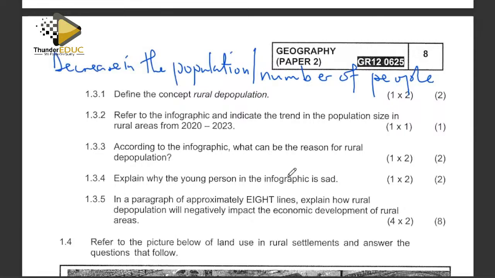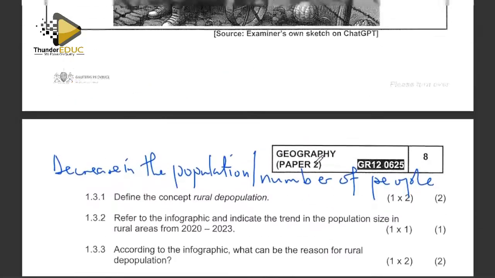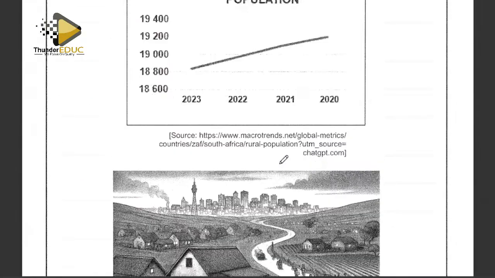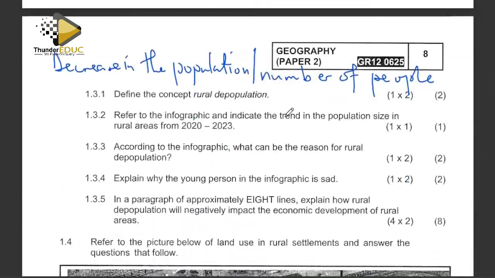Refer to the infographic and indicate the trend in the population size in rural areas from 2020 to 2023. If we check here, in 2020 our graph is here, and in 2023 our graph is there. These are our years, and these are our figures or statistics of the numbers of people. So what's the trend there? The trend is decreasing. The numbers are decreasing. From 2020 to 2023, the number of people staying in rural areas is decreasing.